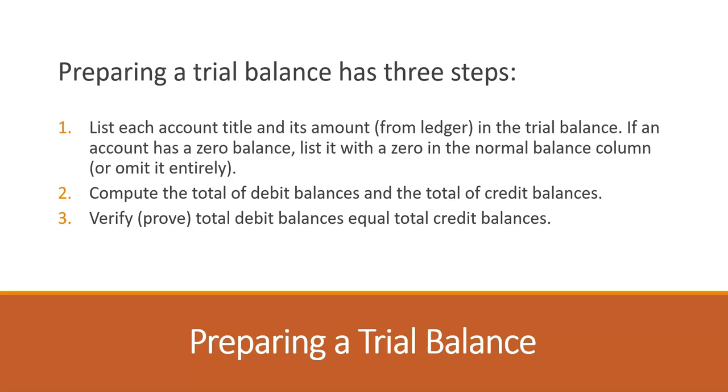So if our accounting equation is correct, we have two truths. Our assets equal liabilities plus equity, and debits equal credits. If our debits do not equal our credits, then we have a mistake that we need to go look for. That is one of the reasons why we prepare a trial balance: to test and make sure everything's correct before we move on to financial statements.